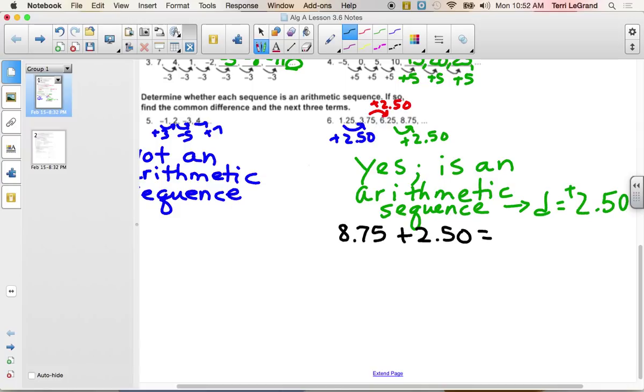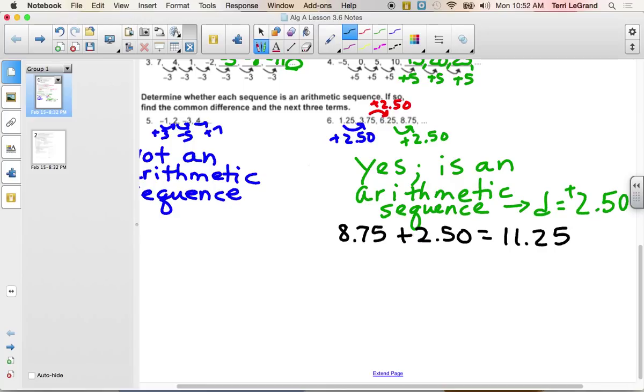Even if you're going to do it in your calculator, you got to show this. So we take the last term given, add our common difference. Who can do this without the calculator? What's $8.75 plus $2.50? Right? $11.25. So we have to find the next 3 terms.